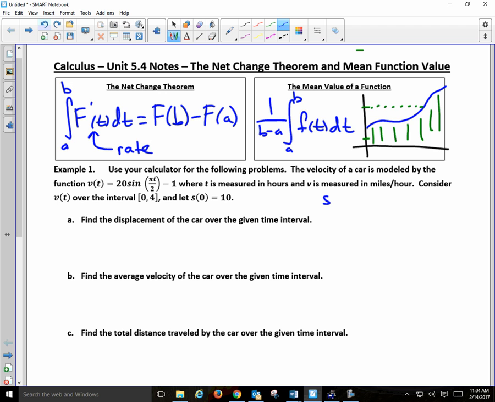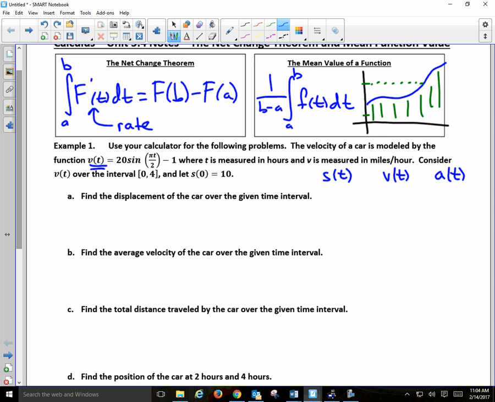If you remember this relationship from yesterday, we went from position to velocity to acceleration. The derivative of position is velocity, and the derivative of velocity is acceleration. You all good there? Are we given the acceleration function, the velocity function, or the position function? Velocity, okay. The first question says, find the displacement of the car over the given time interval. To find displacement, we just take the integral of the rate function, the velocity function. I'm going to write it like this: the integral from 0 to 4 of v of t dt.